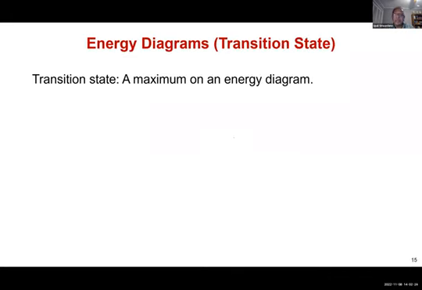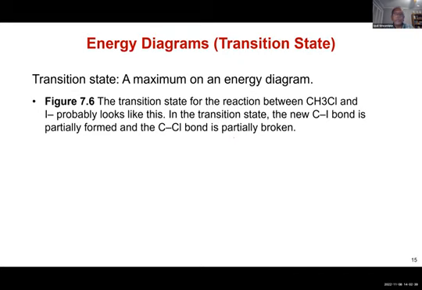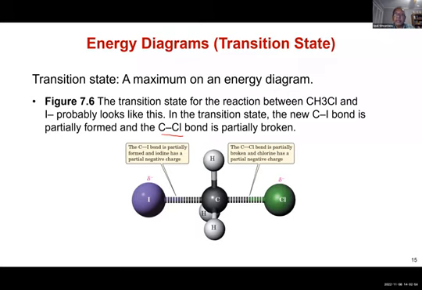Transition state is the maximum of an energy diagram where the activation energy is given to colliding reactants to form a transition state. For example, the carbon-iodine bond of iodomethane is partially formed, and we looked into that. The C-Cl bond is partially broken. This is the diagram.